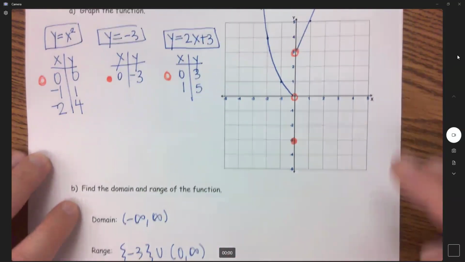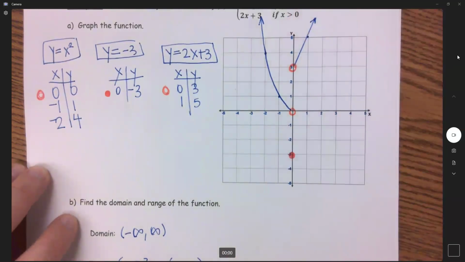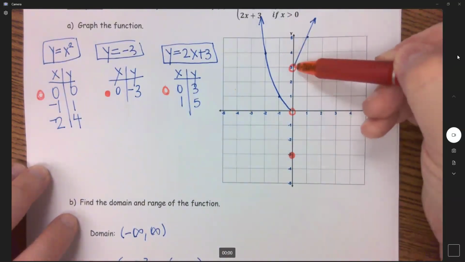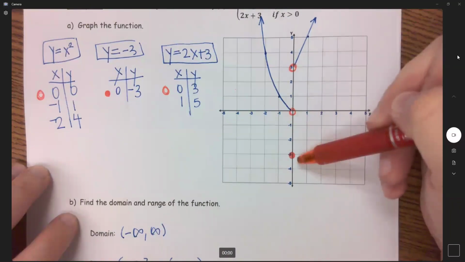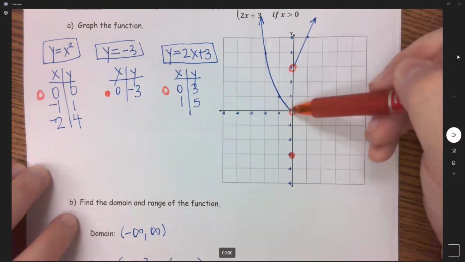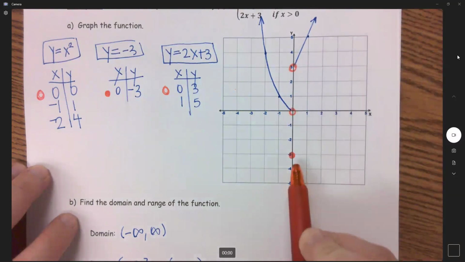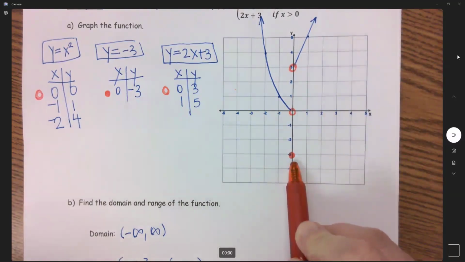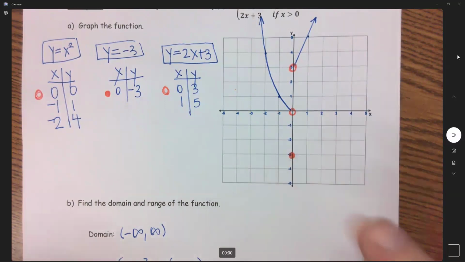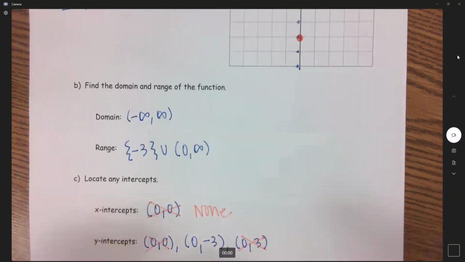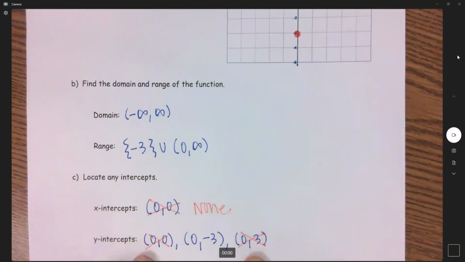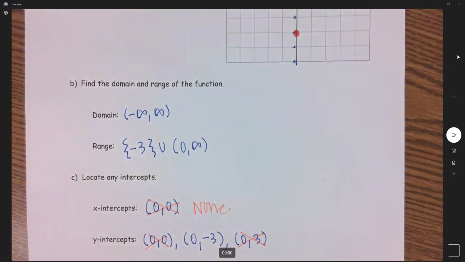So then y-intercept, where is this crossing? It's again tempting to say at 0, 3, 0, 0, and 0, -3, but these two here are open circles, they're not included. So my only intercept, and specifically a y-intercept, is right here at 0, 3. So I wrote these and crossed them out to show you it's tempting to say it, but those are not included because they are open circles, they're not included on that graph.